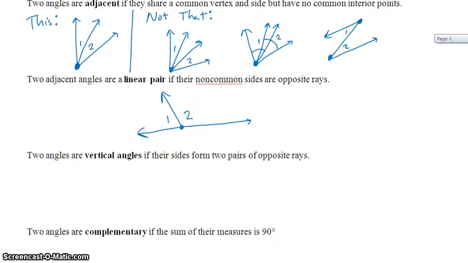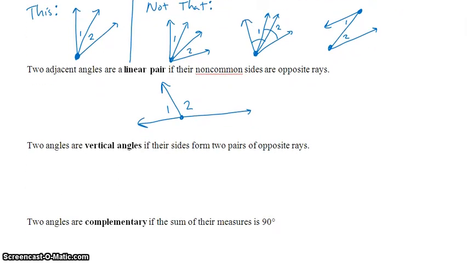The third definition, vertical angles. We've talked about vertical being up and down. When we talk about vertical angles, we're using a slightly different definition of vertical. Vertical angles are two angles whose sides form two pairs of opposite rays. Well, we learned that opposite rays really form a line, so if we have two pairs of opposite rays, we really have two lines.